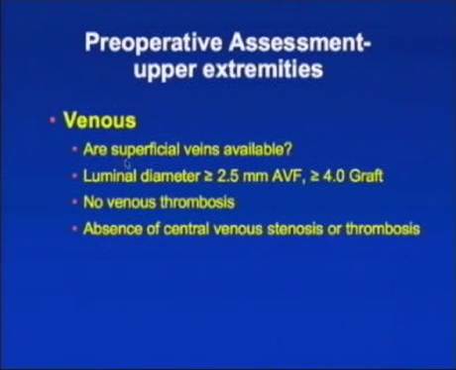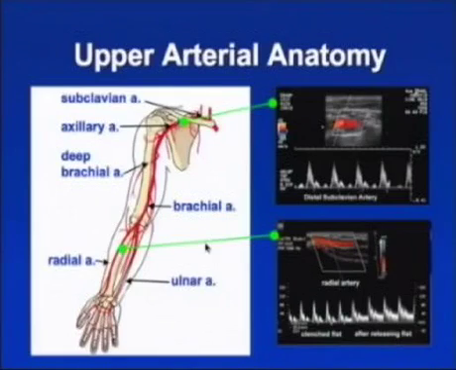There's a lot of variation in anatomy in patients. Sometimes these veins have been harvested for other vascular procedures. So we'll scan these superficial veins and make sure they are appropriate. A luminal diameter of 2.5 millimeters or greater is useful for the arterial venous fistula, and for grafts, these veins should be at least 4 millimeters. Also, there should be no venous obstruction or venous thrombosis, and absence of central venous stenosis or thrombosis is important. Let's review the anatomy very briefly of the upper extremity.